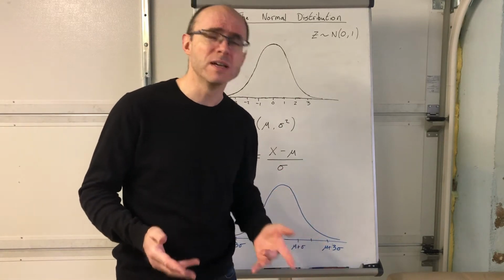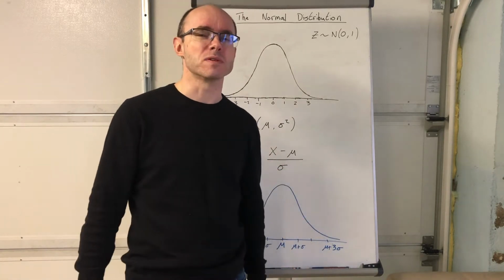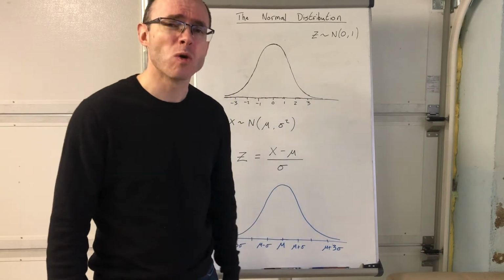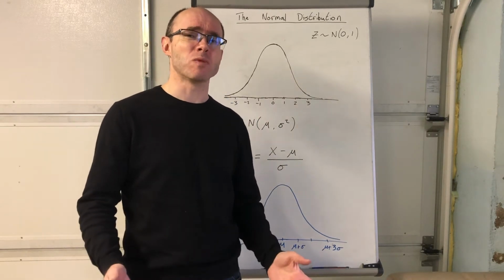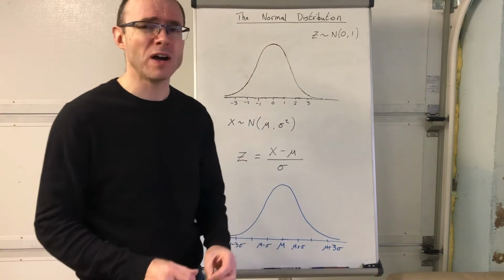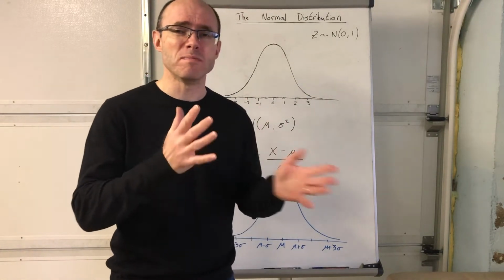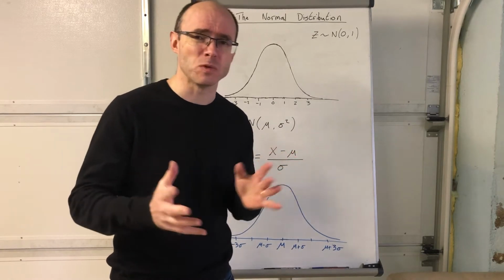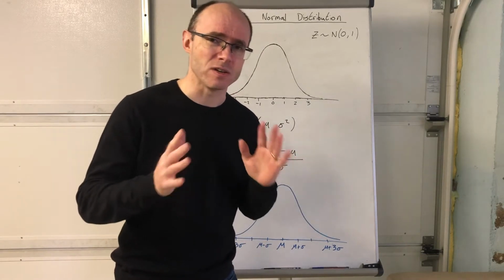Why do we need to do that again? So we can use those tables. And there's two tables, one to find probabilities, and there's another one for when you've been given a certain probability and you've got to work backwards, okay? But you can't have a table to use when the mean and variance are completely different all the time. So you've got to standardize it.